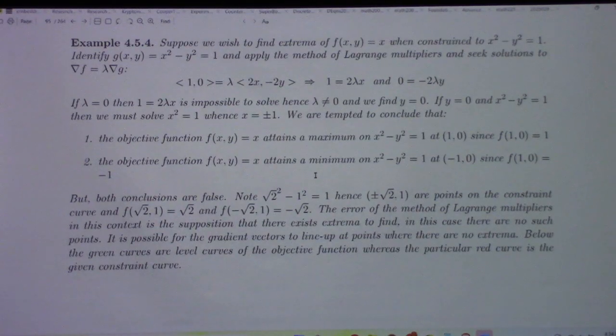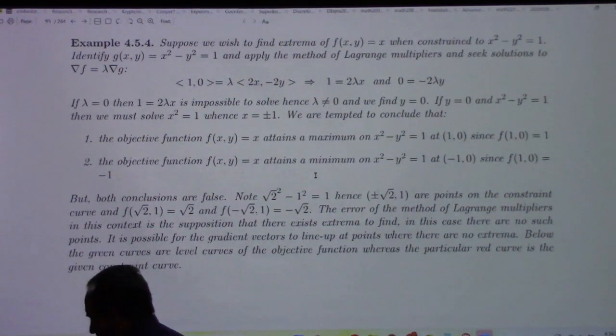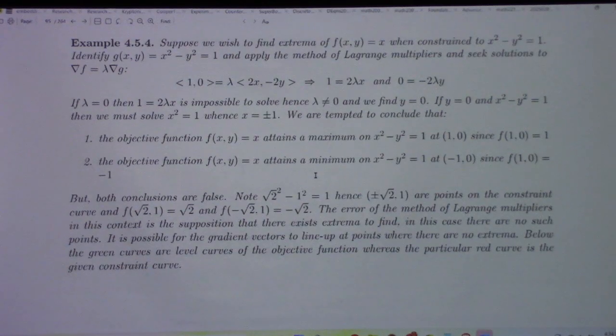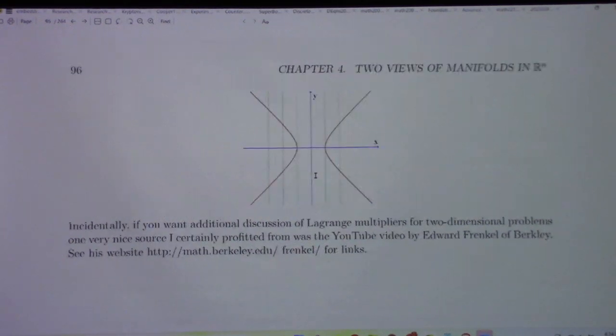So anyway, all right. I think that may be all I have in the notes here. That's a picture of what just happened. Here are the level curves for x. This is the non-compact constraint curve, right? And these were solutions, but they're not actually maximums or minimums for x, right?